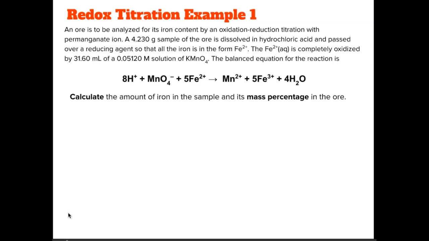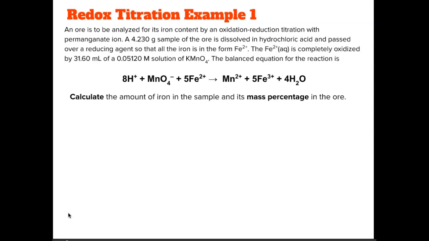Then we're going to take those Fe2+ ions and completely oxidize them by adding 31.6 milliliters of a 0.0512 molar solution of potassium permanganate. Those react according to the balanced equation below. What this is asking for is for us to determine the mass of the iron in the sample and then what its percent is.